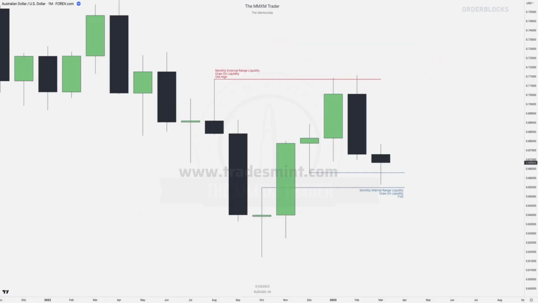Another example on Australian dollar, US dollar monthly chart. Again, external range liquidity, monthly external range liquidity. So we raid these buy stops up here. So what do we do after external range? We go to internal range. We see this monthly fair value gap down here, being the draw on liquidity.